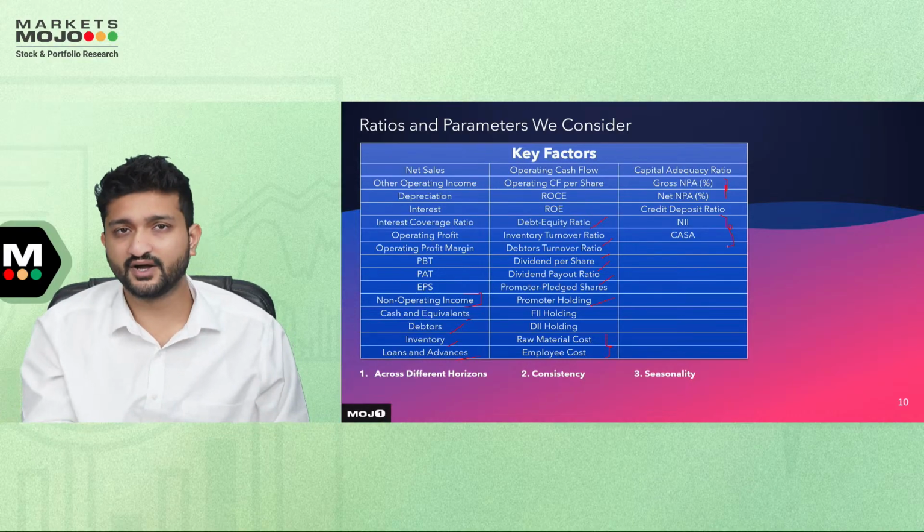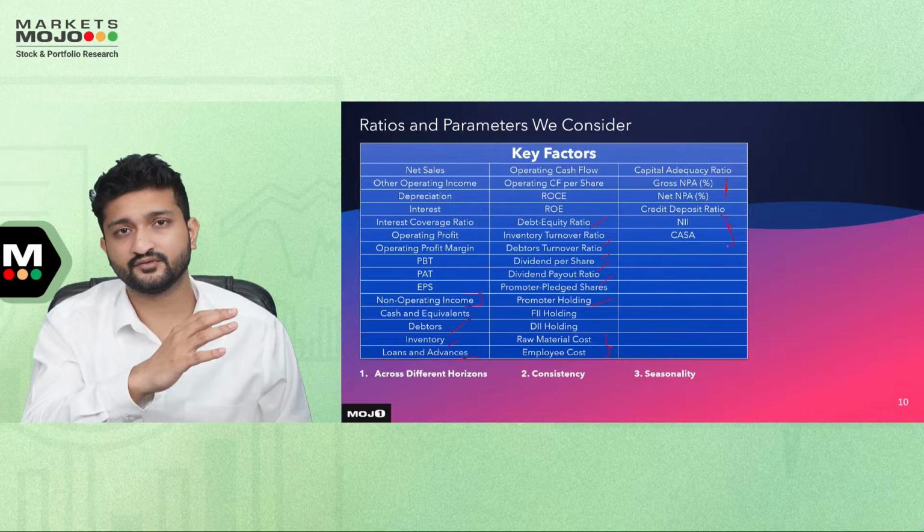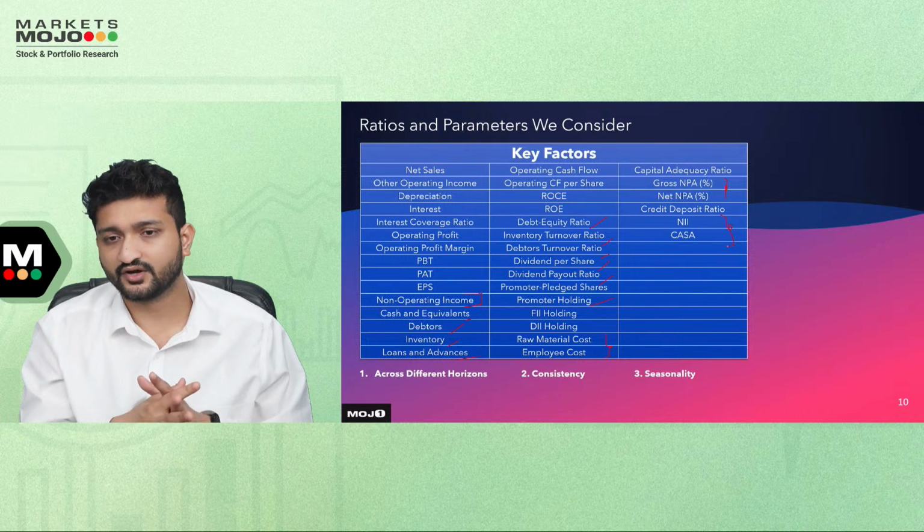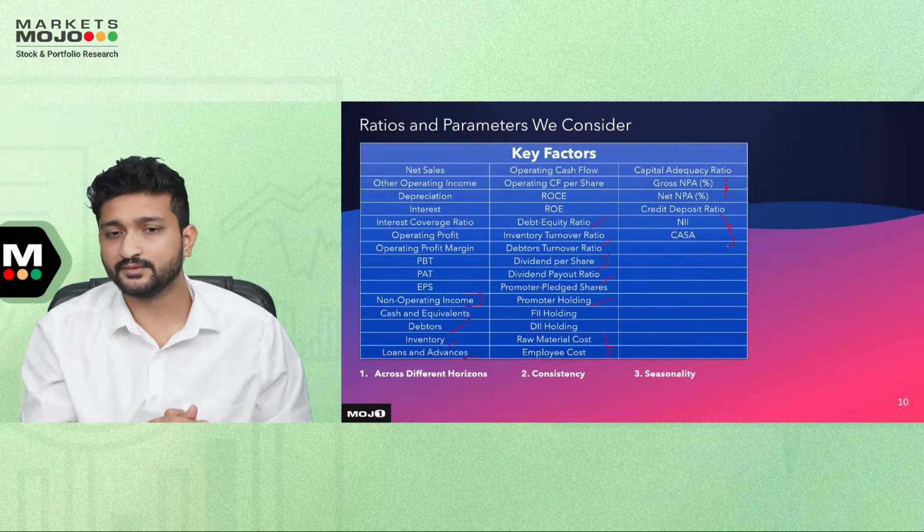So for example, if you're on March 25, you cannot look at, let's say, the December numbers. You'd have to look at March 24 numbers. So we also look at seasonality for some businesses which have a particular season with regards to how the numbers turn out to be.